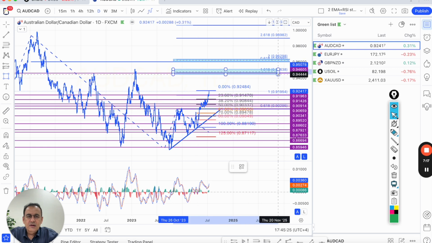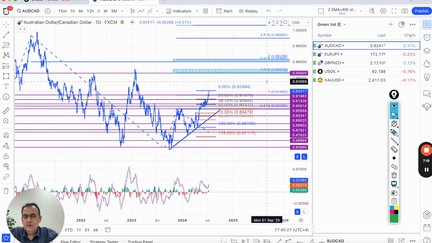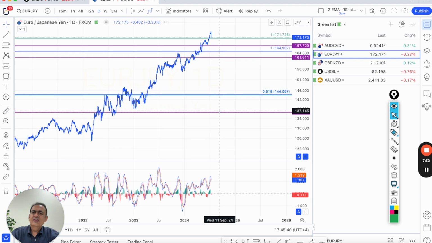So currently we are at 0.9241. We can expect pullback around 9035 or 9050, and we can aim to exit around 0.95, the psychological round number. So this is a plan for AUDCAD. Now the next currency pair is Euro versus Japanese yen.